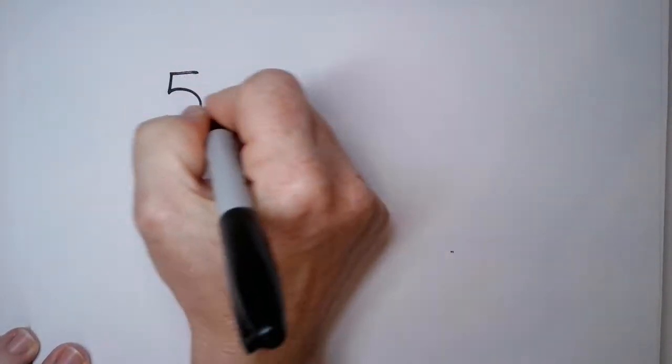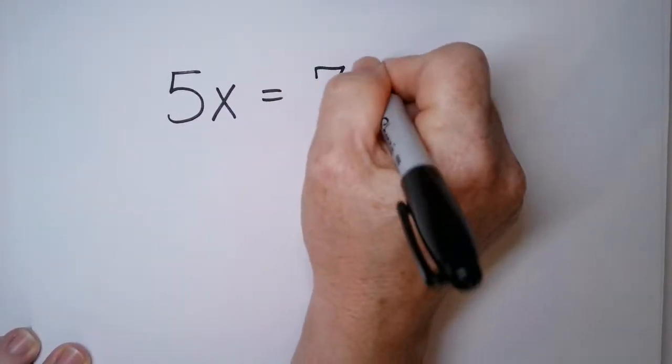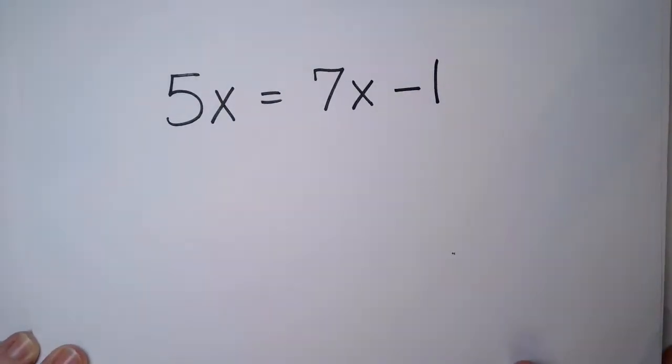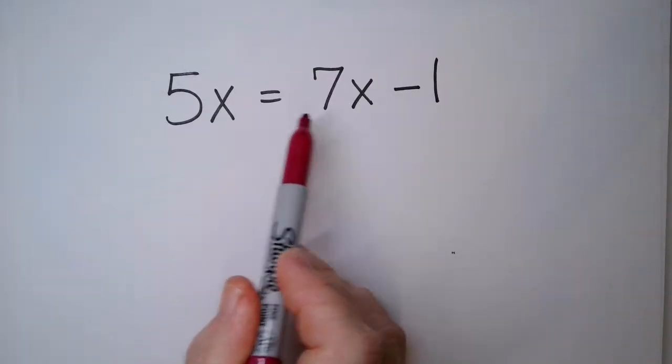Good question. How about this one? 5x equals 7x minus 1. Okay, what was our first step? Do you remember? We collect like terms. Good. Okay. So how are you going to do that? I have an x on both sides.